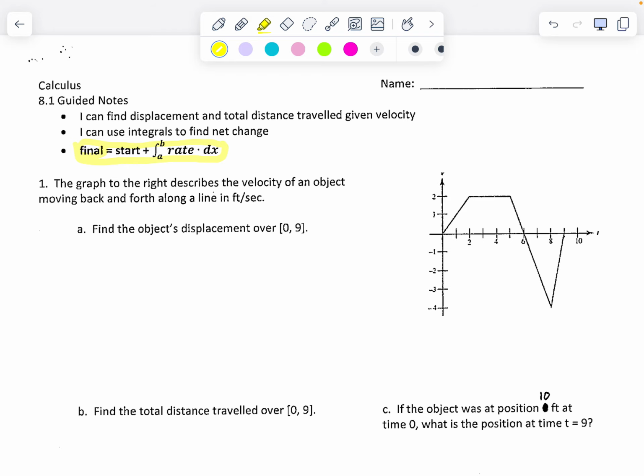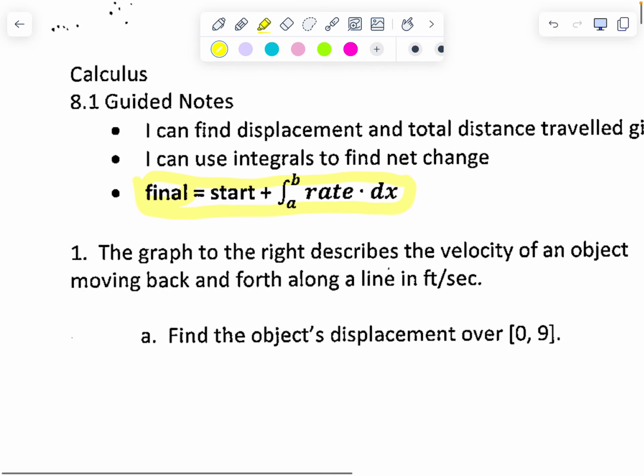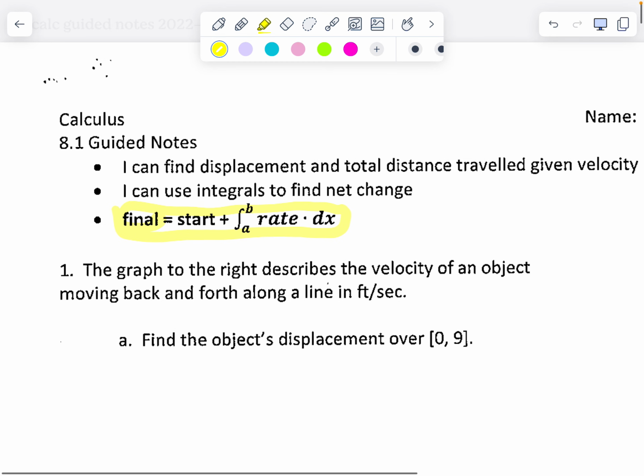Okay, so this is the new thing. This is the thing that we need to remember. Integrals help us calculate accumulation. We talked about that. Integrals help you calculate accumulation, which means if you want to figure out your location in space, you need to know where you started and then add your accumulation.